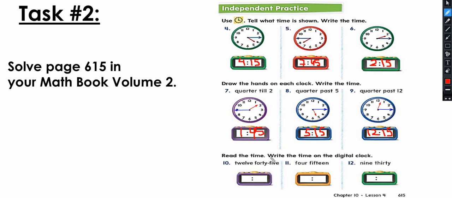Let's look at the last 3. Read the time, write the time on the digital clock. 12:45. So it's easy peasy, just 12 and 45 minutes. 4:15. So what is the hour? 4:15. Sorry, I said 14. 15. And 9:30. The hour is 9. The minute is 30. Great job.